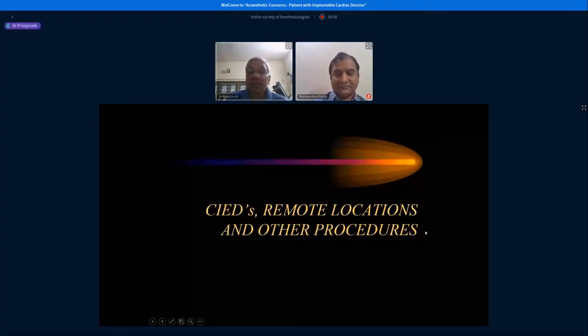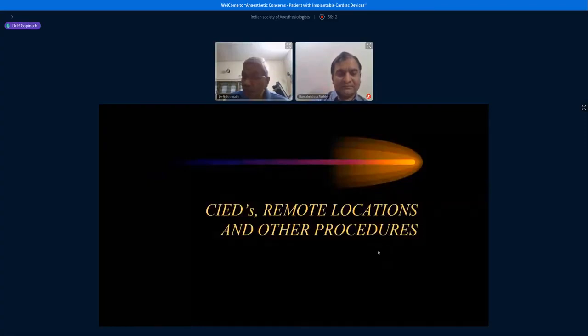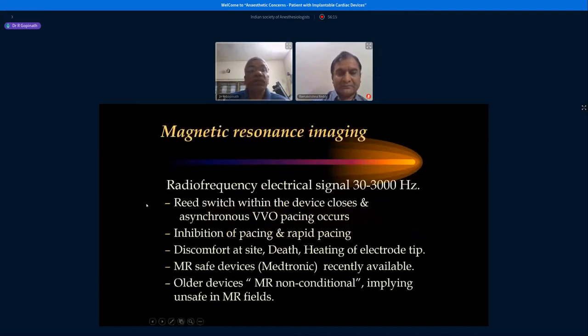So basically, we have issues with implantable devices, especially when we are working in remote locations, or when there are other procedures that we are doing for them. The first and biggest problem is, how do you take them for imaging? MRI has signals of 30 to 300 hertz, and so a reed switch within the device closes, and asynchronous, sorry, this should read VOO pacing can occur. Or there could be inhibition of pacing, or rapid pacing. This can result in discomfort at the site, or death, or heating of the electrode tip.